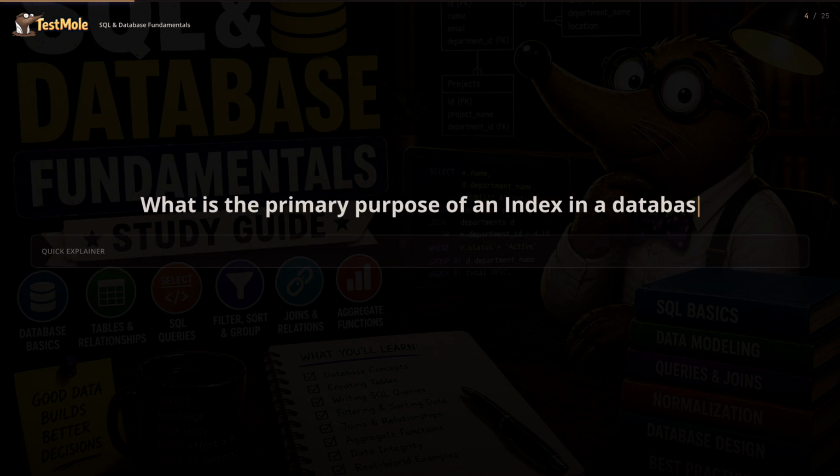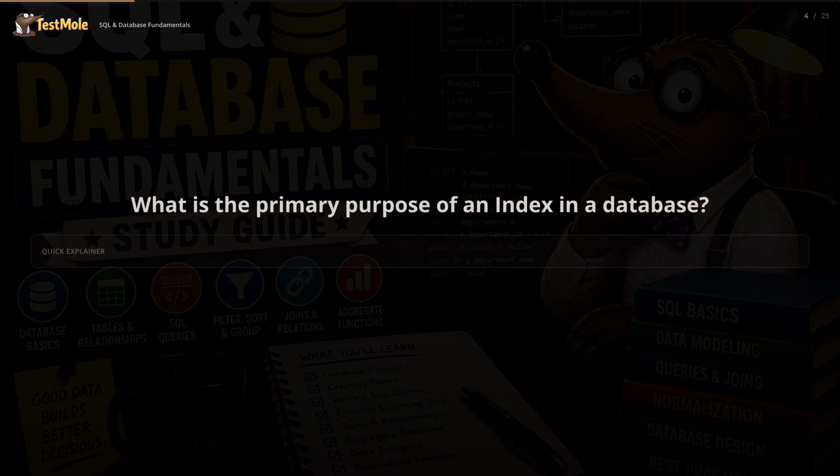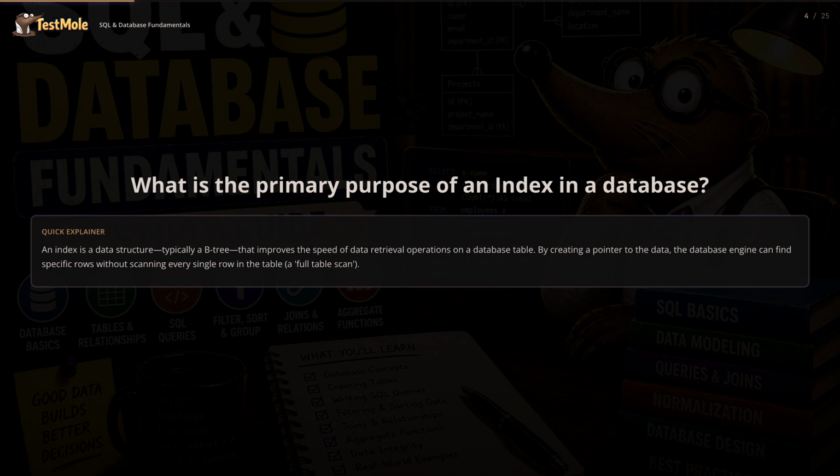What is the primary purpose of an index in a database? An index is a data structure, typically a B-tree, that improves the speed of data retrieval operations on a database table. By creating a pointer to the data, the database engine can find specific rows without scanning every single row in the table, a full table scan.